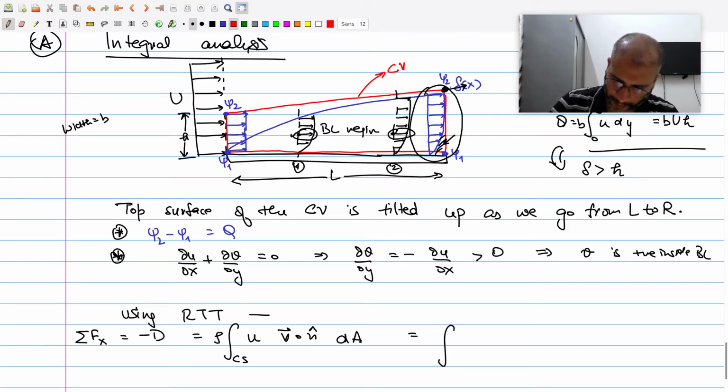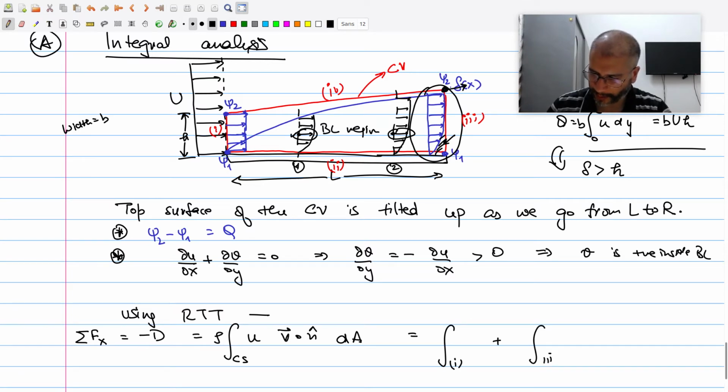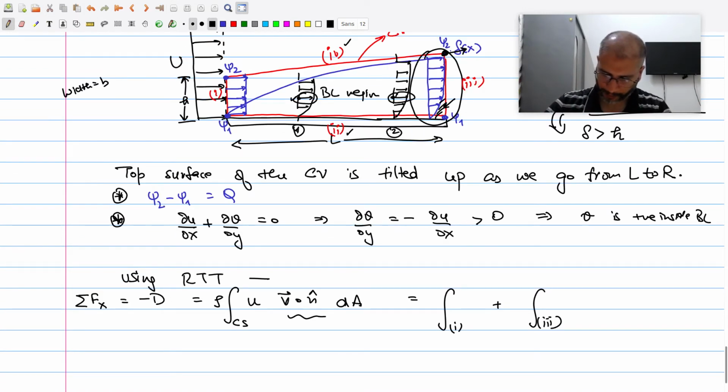Now I'll use, so this is 1, this is 2, this is 3, and this is 4. So I've labeled the surfaces. So this will simply become a sum over the surfaces 1 and 3, because on 2 and 4 our v dot n is going to be 0. So if that is the case, then the integral will be 0 on this bottom and top surface. So that was the reason we had to choose a streamline on the top, right?